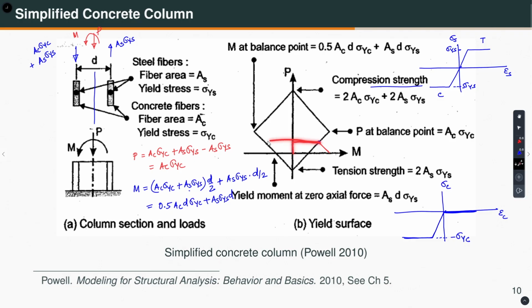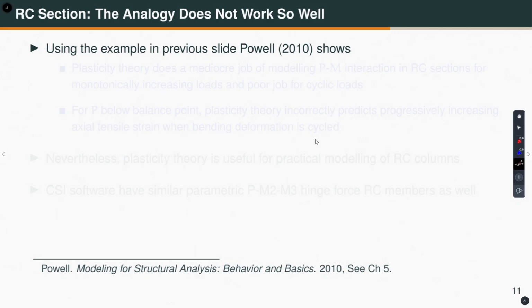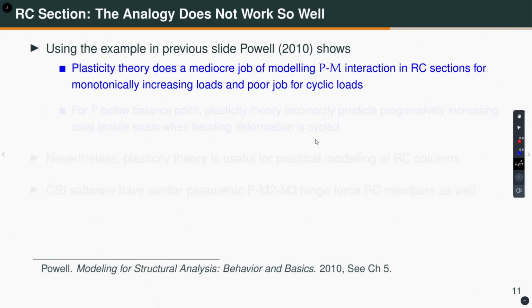We go like that. Now, if I cycle like so, right, then what will happen? The concrete column will extend according to the plasticity theory. So, this growth is not very accurate. Okay? That is where plasticity theory fails to predict the behavior of a reinforced concrete section. Okay? So, that is what Professor Powell writes in his book, that plasticity theory does a mediocre job of modeling PM interaction in RC section for monotonically increasing load and a poor job for cyclic load.